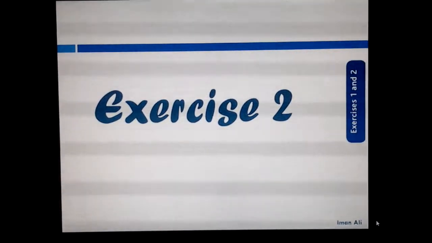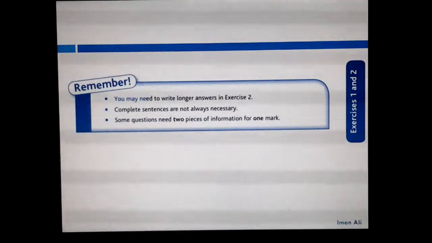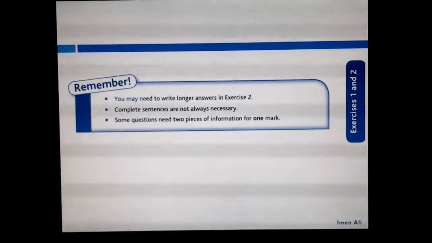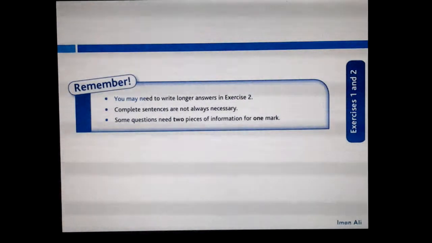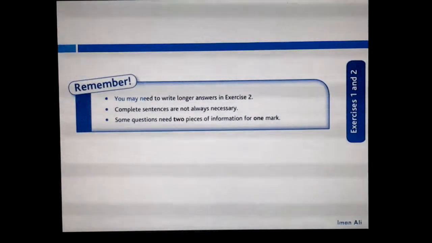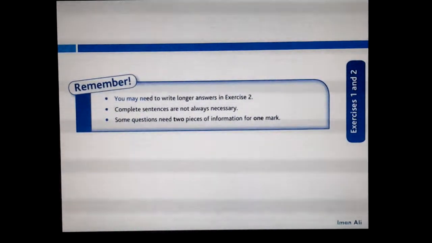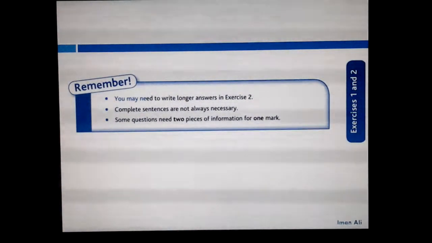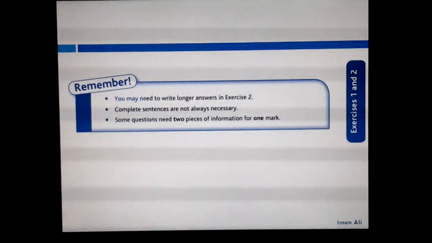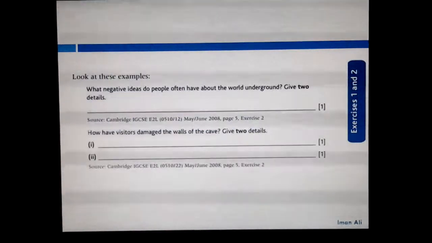Okay, exercise 2 is the other comprehension exercise. In this exercise, you may need to write slightly longer answers, but remember, you don't have to write sentences. In some questions, you are required to write 2 pieces of information, but you will be awarded only 1 mark. That means if you don't write one of those 2 pieces of information, you will not be given half marks, instead you will be given 0 marks. So there are no halves or quarters in IGCSE.